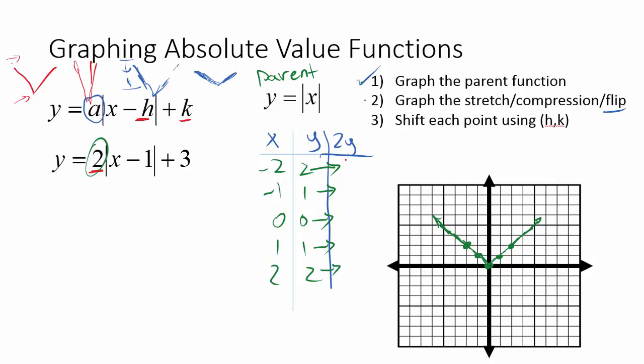Okay, so 2 times 2 gives me 4. 1 times 2 gives me 2. 2 times 0 is 0. 1 times 2 is 2. And then 2 times 2 is 4.